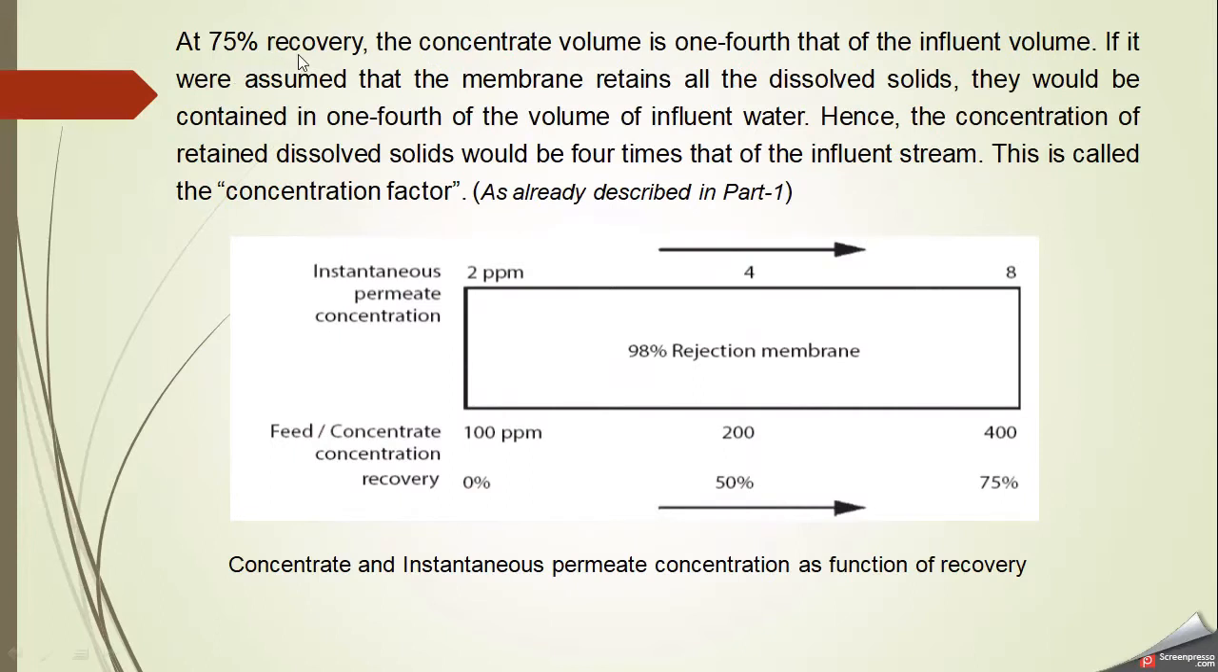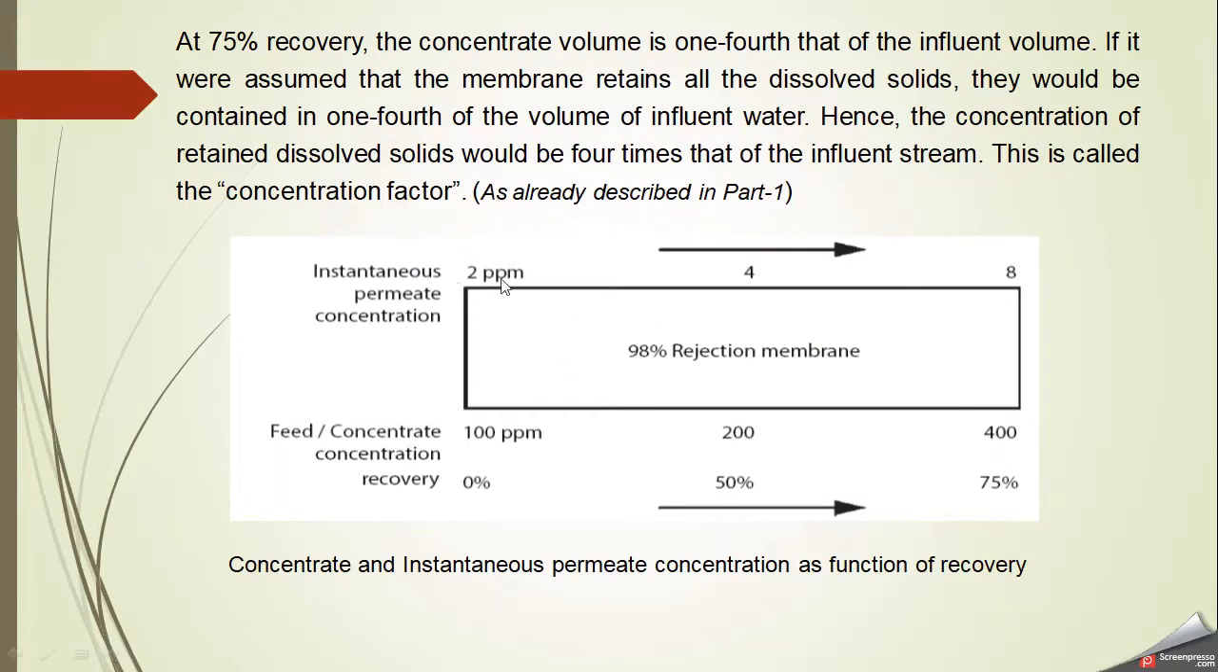At 75% recovery, as I explained in the previous video, the concentrate volume is one quarter that of the influent volume. What this means is, if we assume that all the particles or dissolved solids are retained at the membrane, then if the recovery is 75%, the concentrate will contain four times that of the influent stream. The concentration increases 4 times. Or if the recovery is 50%, the concentration in the reject or concentrate is doubled. This is, as already explained, called the concentration factor.